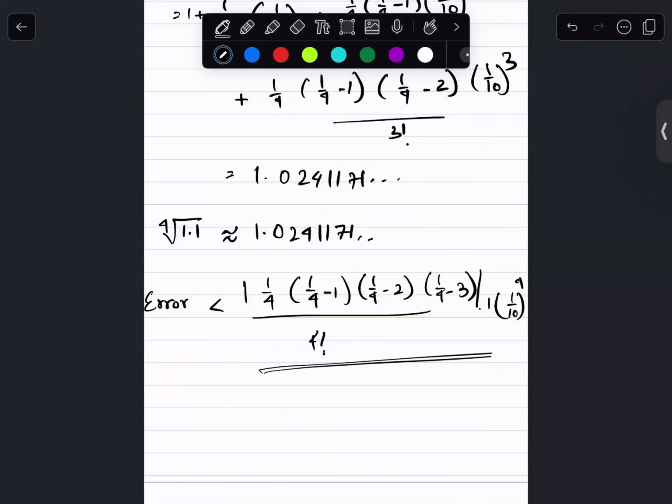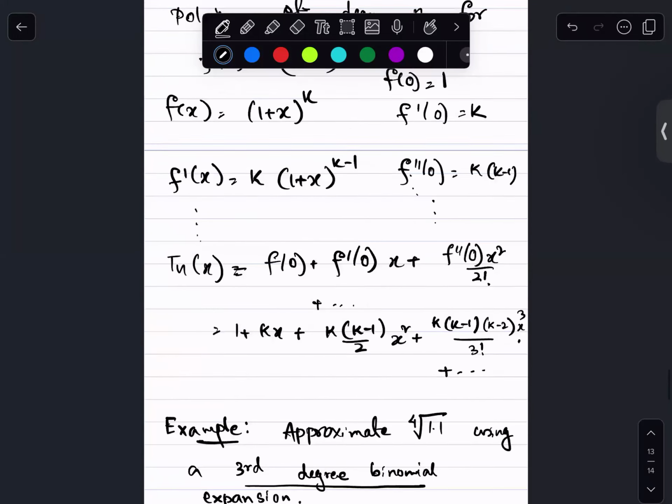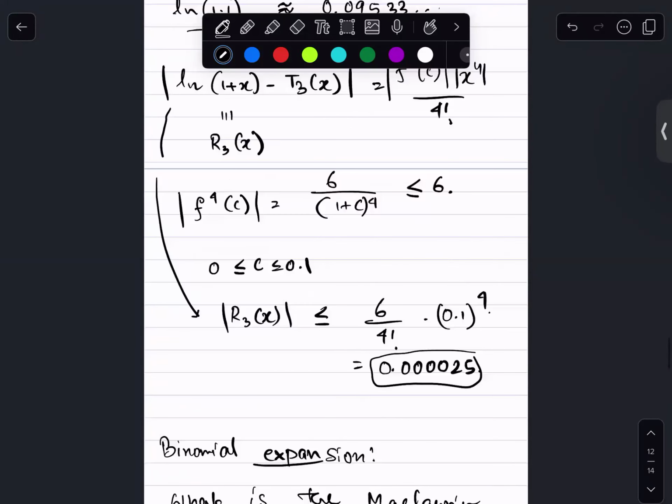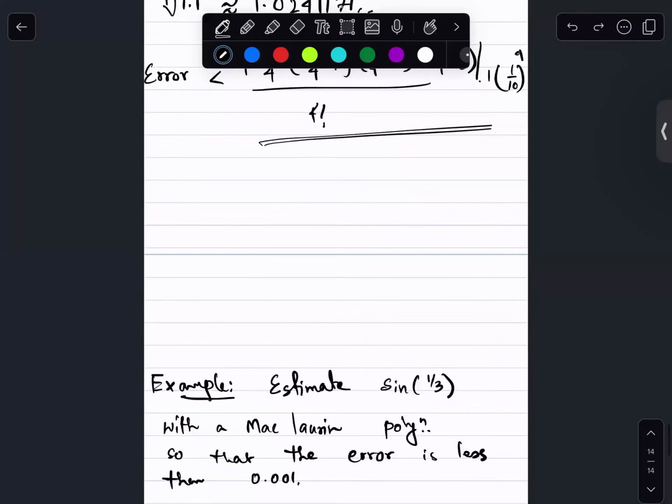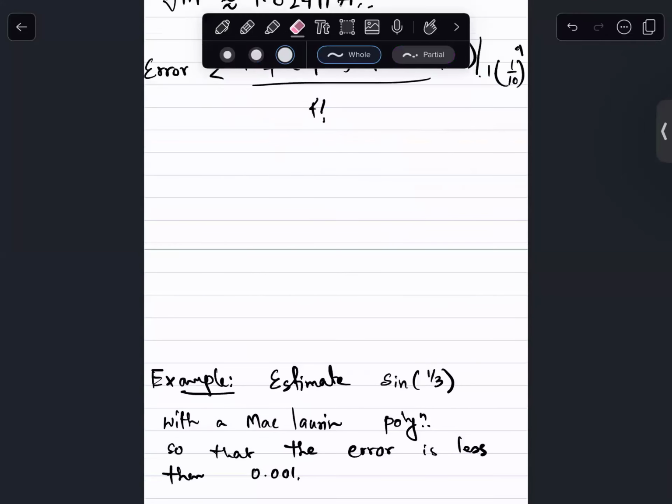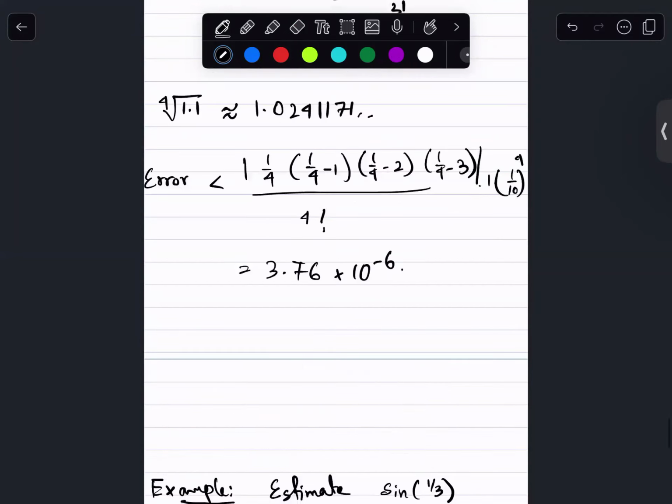There is some more calculation involved in this. I guess you can figure that out. Basically, like the previous problem where I estimated the fourth derivative, you need to do the same thing for this problem as well. That is not too difficult to figure out, so I'll leave that to you. And this will be 3.76 times 10 to the minus 6. So this is a pretty good approximation.